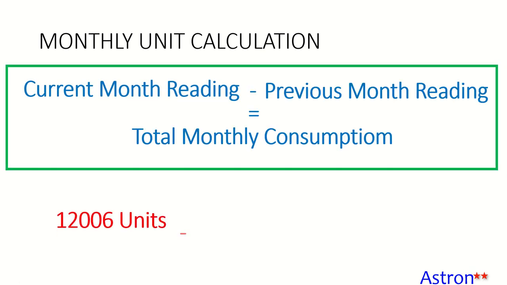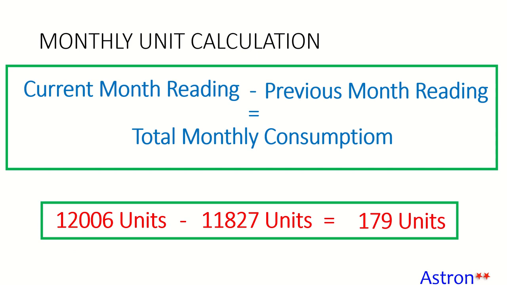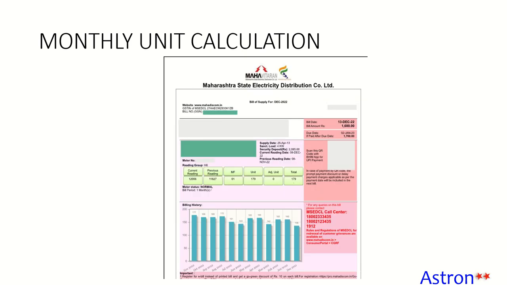So the monthly calculation is current month reading minus previous month reading, which is equal to the total monthly consumption. So if the current month reading is 12,600 units and the previous reading is 11,827 units, we have consumed 179 units of energy, and we will be charged for these 179 units for that month.